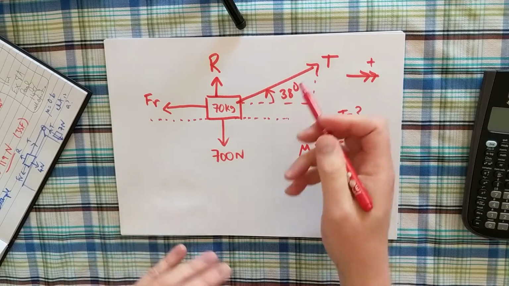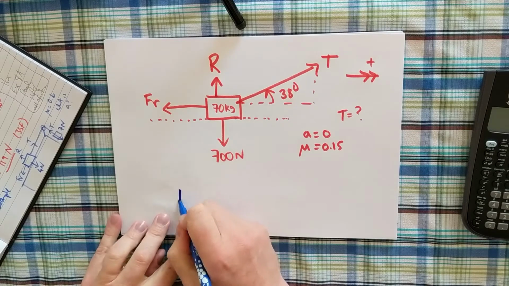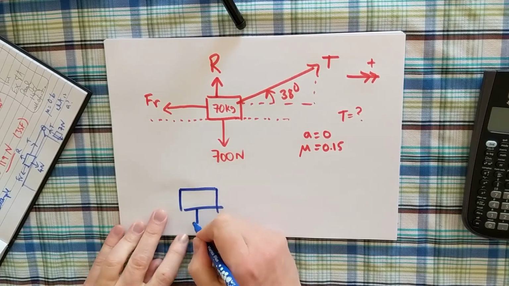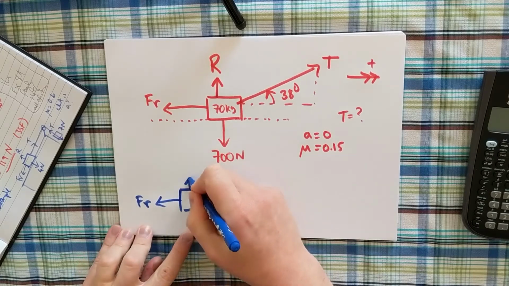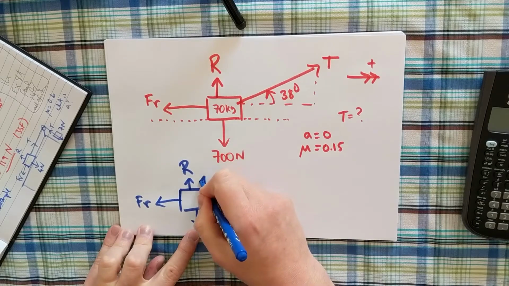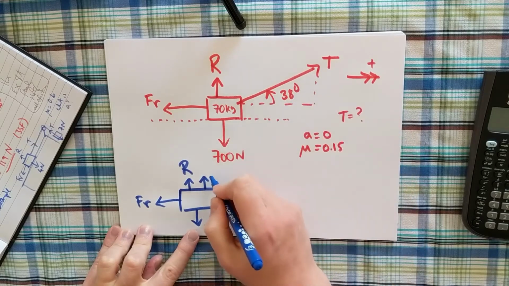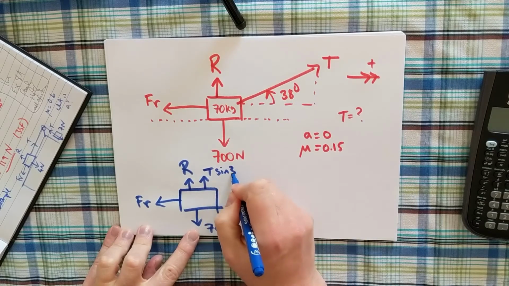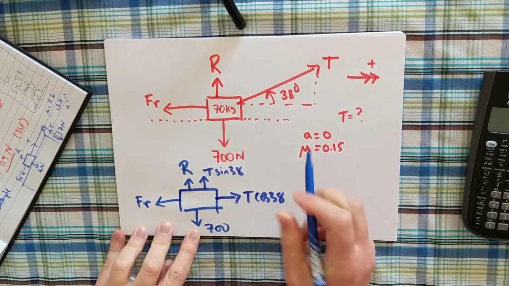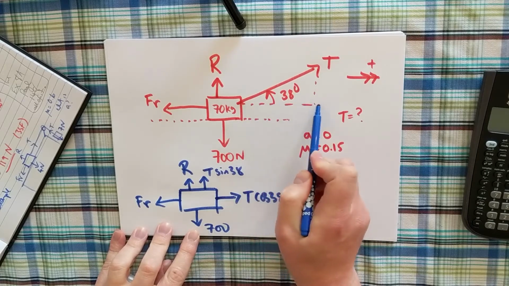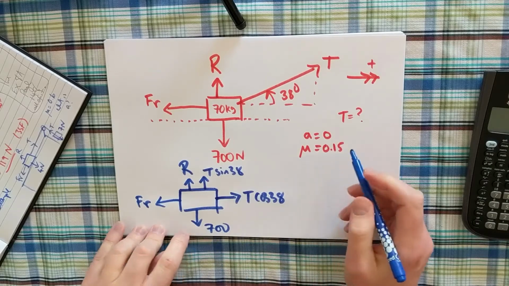If I break down the T into components, we end up with a different diagram. Let's have a look at that. So we've got 700 going down. We've got friction going to the left. We've got a normal reaction force, which we don't know. We've also got a tension component. This would be the one which is going straight up, which is opposite the 38. So that makes that T sine 38. We've got a force going to the right, which is T cosine 38. That's going adjacent to that 38 there, going horizontal to the surface. And we know that the acceleration is 0, and we know that mu is equal to 0.15.